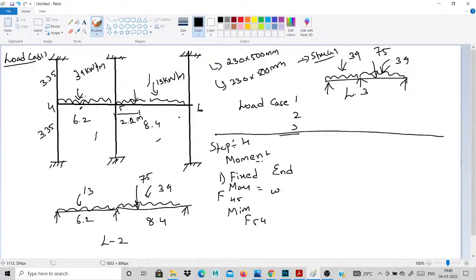My formula is WL square by 12. For the maximum I take this 39, and for the minimum I take this 13. You calculate this value also. The first condition is fixed end supports. I go for this one on a new page.